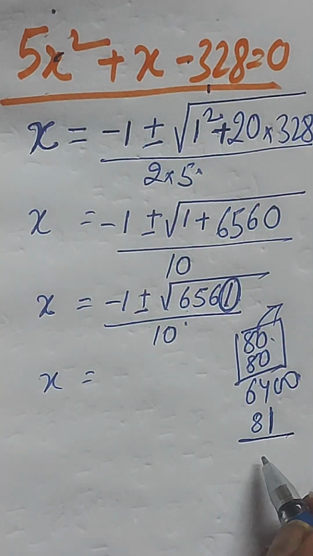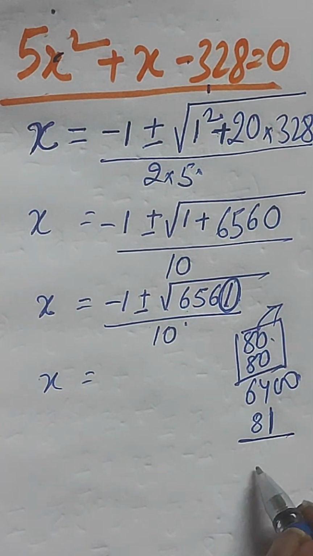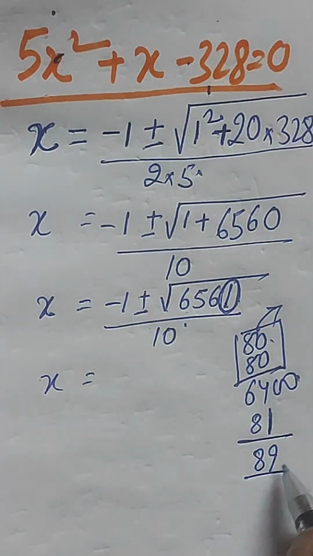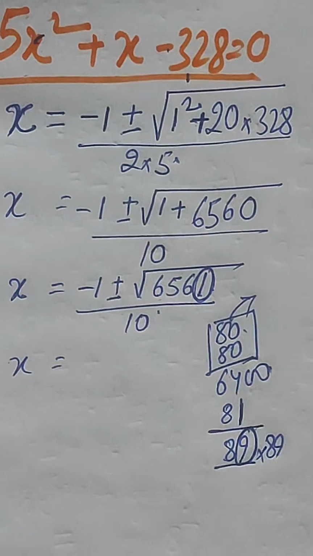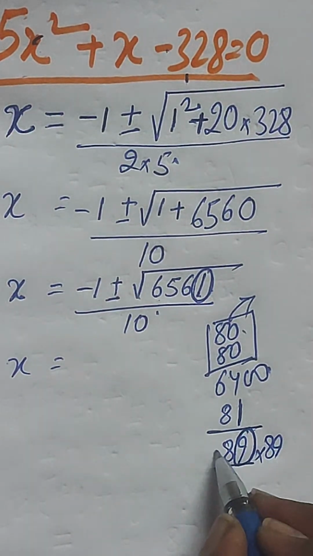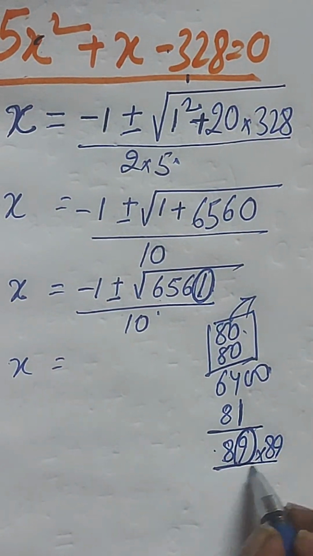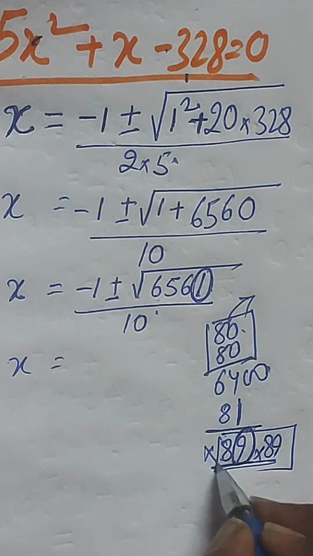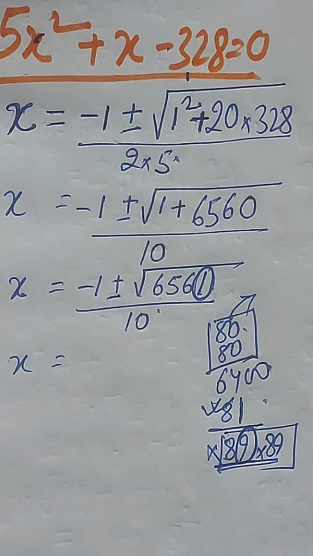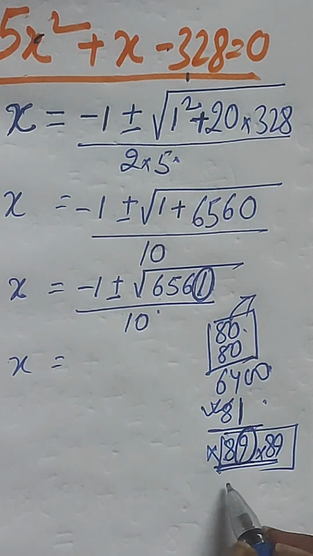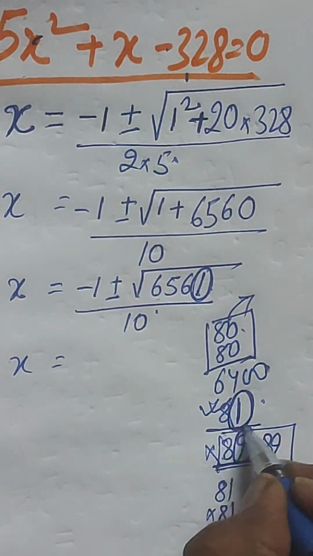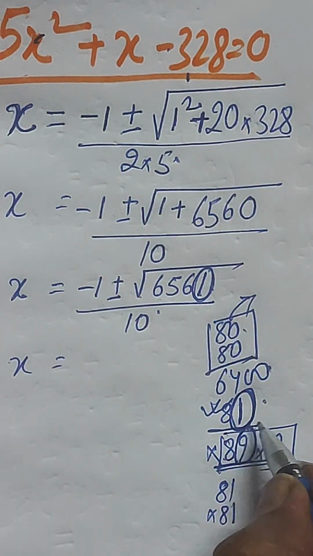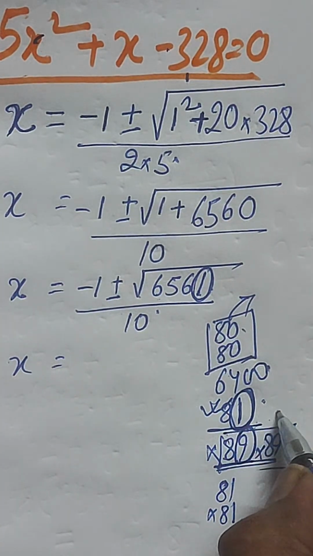But not 82, 83, 84, 85, 86, but it can be 89 also, because when you multiply 89 with 89, you will get the unit term as 1. But this will be very high, so we are excluding this. We can try for 81. So let us check for 81. When we take 81 into 81, whatever the result, on the unit digit you have 1.